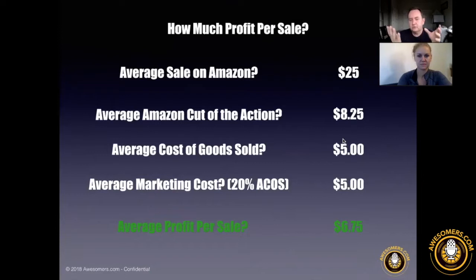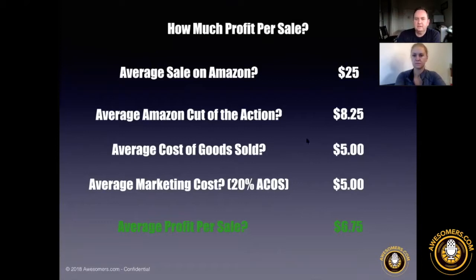The cost of goods sold, let's say you're taking your landed cost of $5 and you're multiplying that by 5 to get your sale price. And then what is your marketing cost? Maybe this is just Amazon, another $5. So you're making $6.75 per sale in profit. And I'm not talking about lightning deals. I'm not talking about free giveaways or any of the other stuff that you do. This is just a very basic view of it.